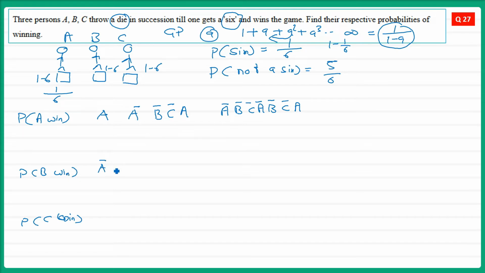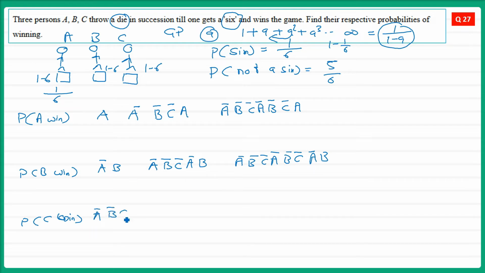Now when B has to win, B's chance comes only after A. A loses, B wins. A loses, B loses, C loses, A loses, then the chance of B winning comes. Or A loses, B loses, C loses, A loses, B loses, C loses, A loses, then B's option will come and he may win.